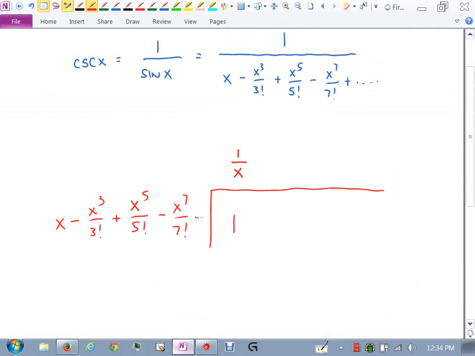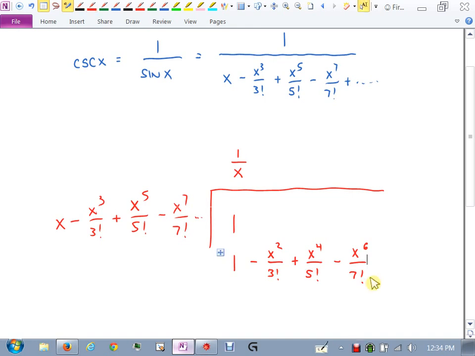What would you get? If you multiply by 1 over x, you have to multiply everything by 1 over x, right? So do 1 over x here, and what do you get? 1 here. And then what's 1 over x times this? Minus x squared over 3 factorial. And then the next one would be plus x to the 4th over 5 factorial. And the next one would be minus x to the 6th over 7 factorial, right?